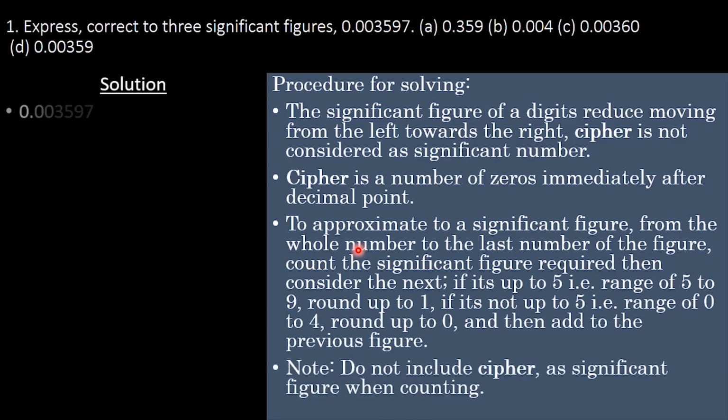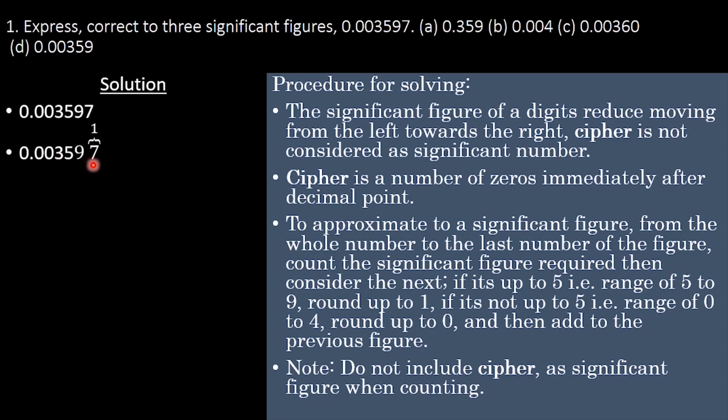Let's check the solution. Now here is our question. For us to solve this, don't forget that zero must not be included as a significant figure. We are not going to consider zero as a significant figure, and here we have two zeros included. Therefore we are going to start counting from here. When we count to three significant figures, we are going to have 1, 2, 3. Therefore this is where we are going to stop, and we are going to consider the next.